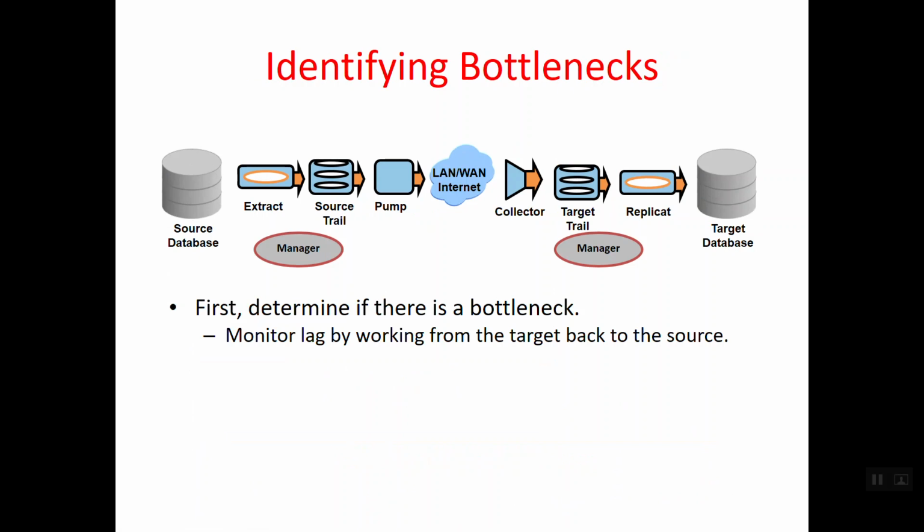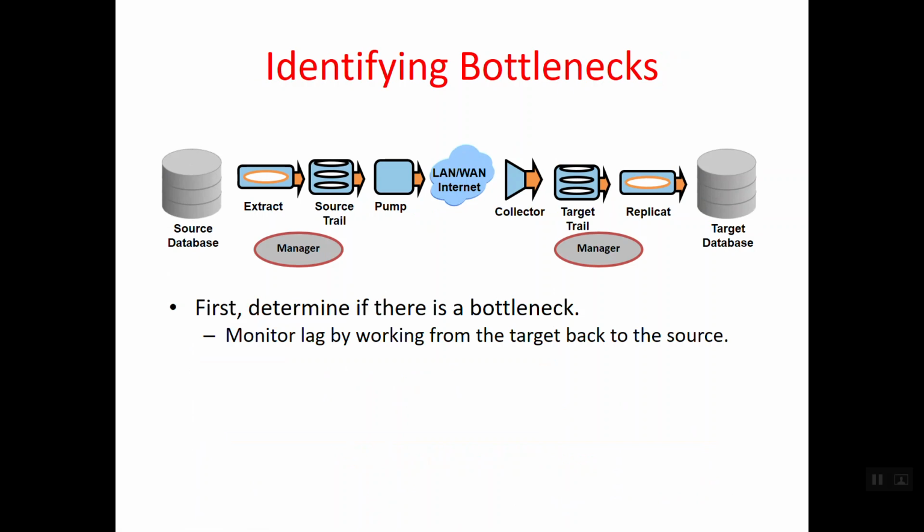Okay, so assume we are first assuming the replicate lag is 1 hour, pump lag is 1 hour, and extract lag is 0. So then where is the problem? The problem is only with the pump.